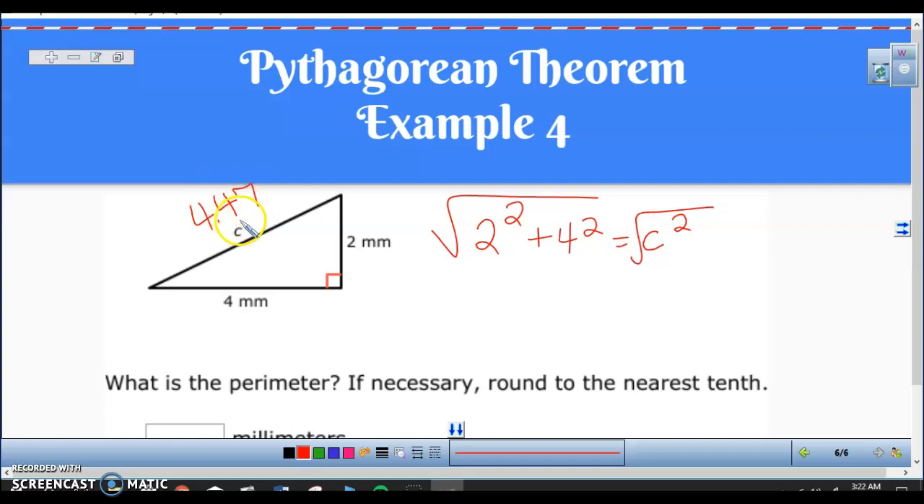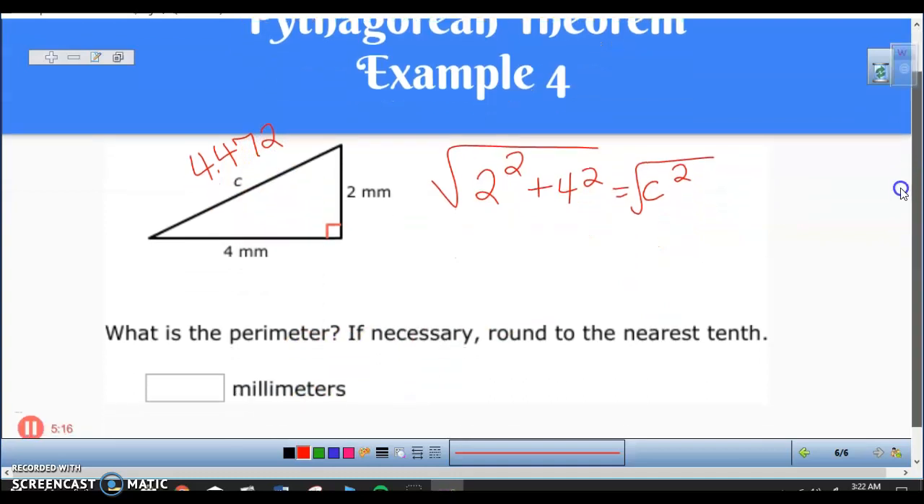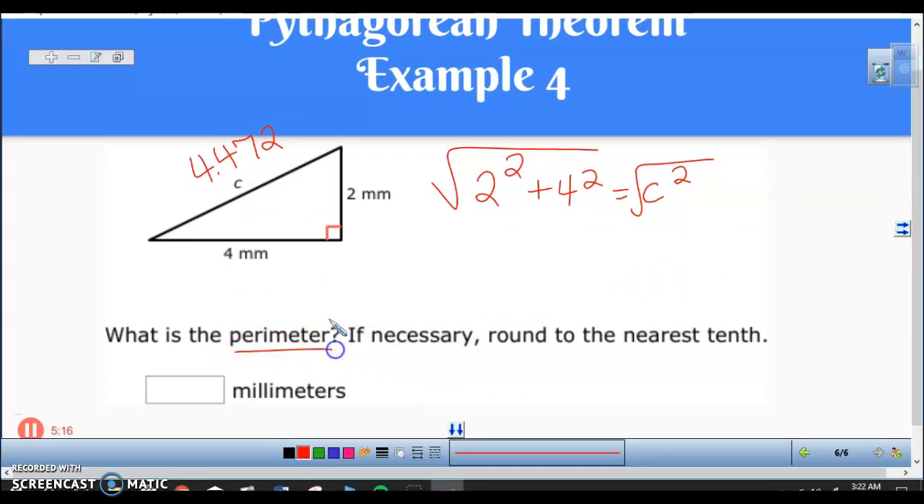I like to leave it to the nearest hundredth or a little further even before I finish my final answer, and then I'll round at the end. It says perimeter, meaning I need to add all of my sides. So I would add 2 plus 4 plus 4.472. That's millimeters, don't get an X.